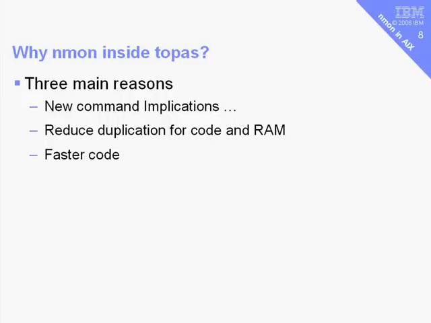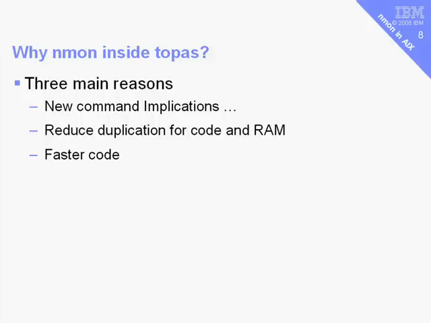Now, nmon is actually, the function is put inside the topaz command, and we've regarded the topaz command as a bit of a competitor, really. But this has three main reasons. First, we don't like making new commands inside AIX for each new function. The problem with that is, if we add, say, 10 or 15 new commands every year, over 10 years you end up with hundreds of new commands to learn and understand, and that doesn't help the systems administrators very much.